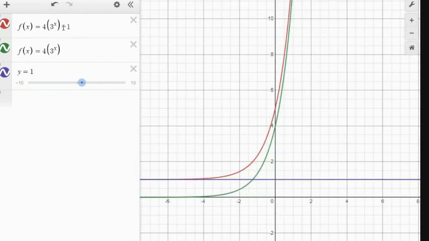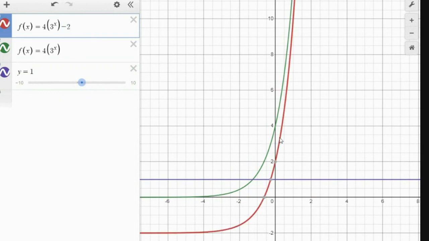So this k, if we did a minus, let's say minus 2 is our k. Well, look, instead of being at 4 for the y-intercept, now it's down at 0.2. And the asymptote, instead of being at y equals 0, is now at y equals -2. Now it's approaching -2. So this k is going to affect the y-intercept and the asymptote that the equation graph is approaching.